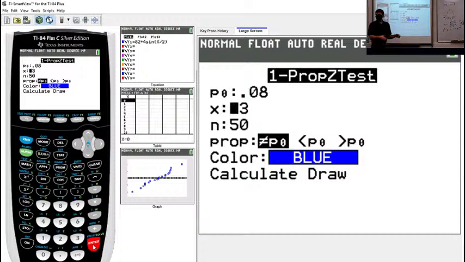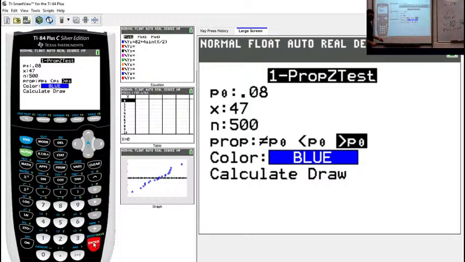X and N, so what's our... that's for P, that's to get P hat. So how many of the potatoes in the sample had blemishes? 47? Out of 500. Our alternative was that P was greater than 0.08. So we're going to go down here and select greater than for our alternative.